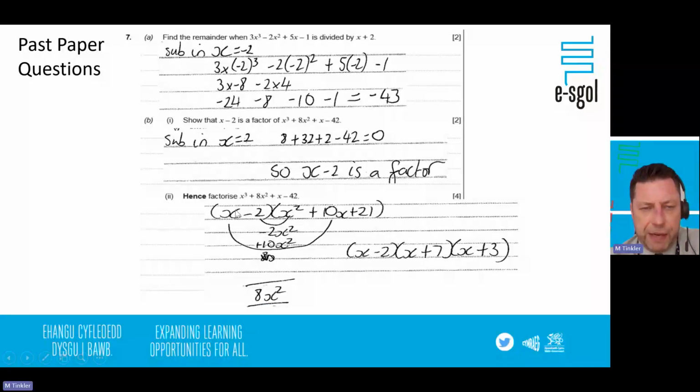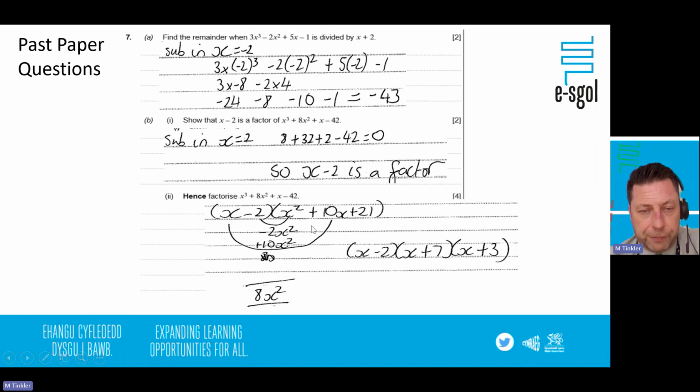Again, same idea, very samey. This is almost a bit of repetition now. X times x squared gives me x cubed. -2 times positive 21 gives me -42. That smile gives me -2x squared. Remember, I don't fill this smile in yet. -2x squared, then I do equals 8x squared. How do I get from -2 to 8x squared?